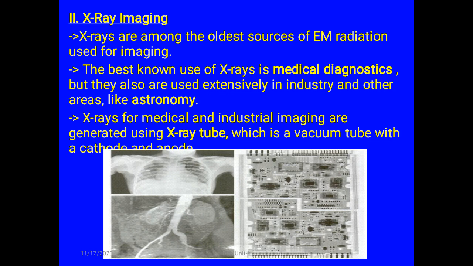X-rays are among the oldest sources of electromagnetic radiation used for imaging. The best known use of X-rays is medical diagnosis, and they are also used in industry and other areas like astronomy. X-rays for medical and industrial imaging are generated using an X-ray tube, which is a vacuum tube with a cathode and anode.